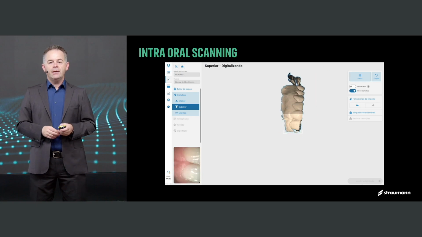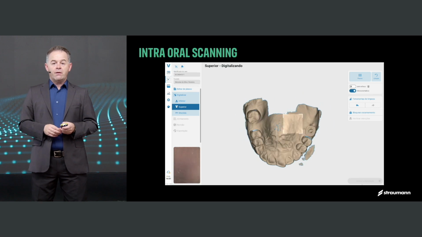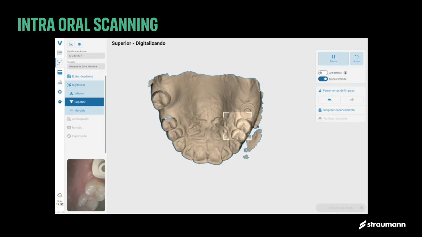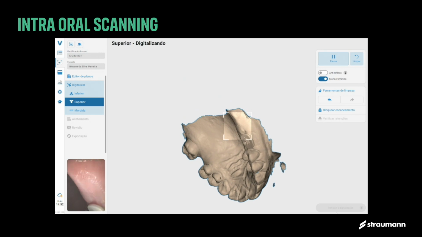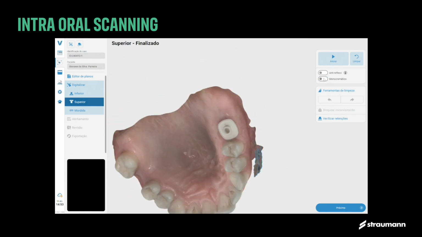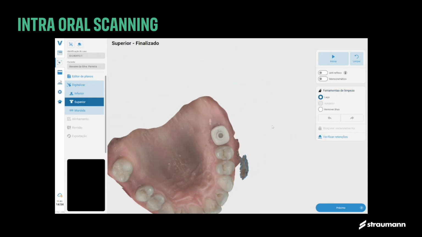Now we start again, scanning. So it's very easy. You notice during the scanning procedure that the scanner recognizes the anatomic healing abutment very easily, so you can transport this to your planning software to design your future crown.